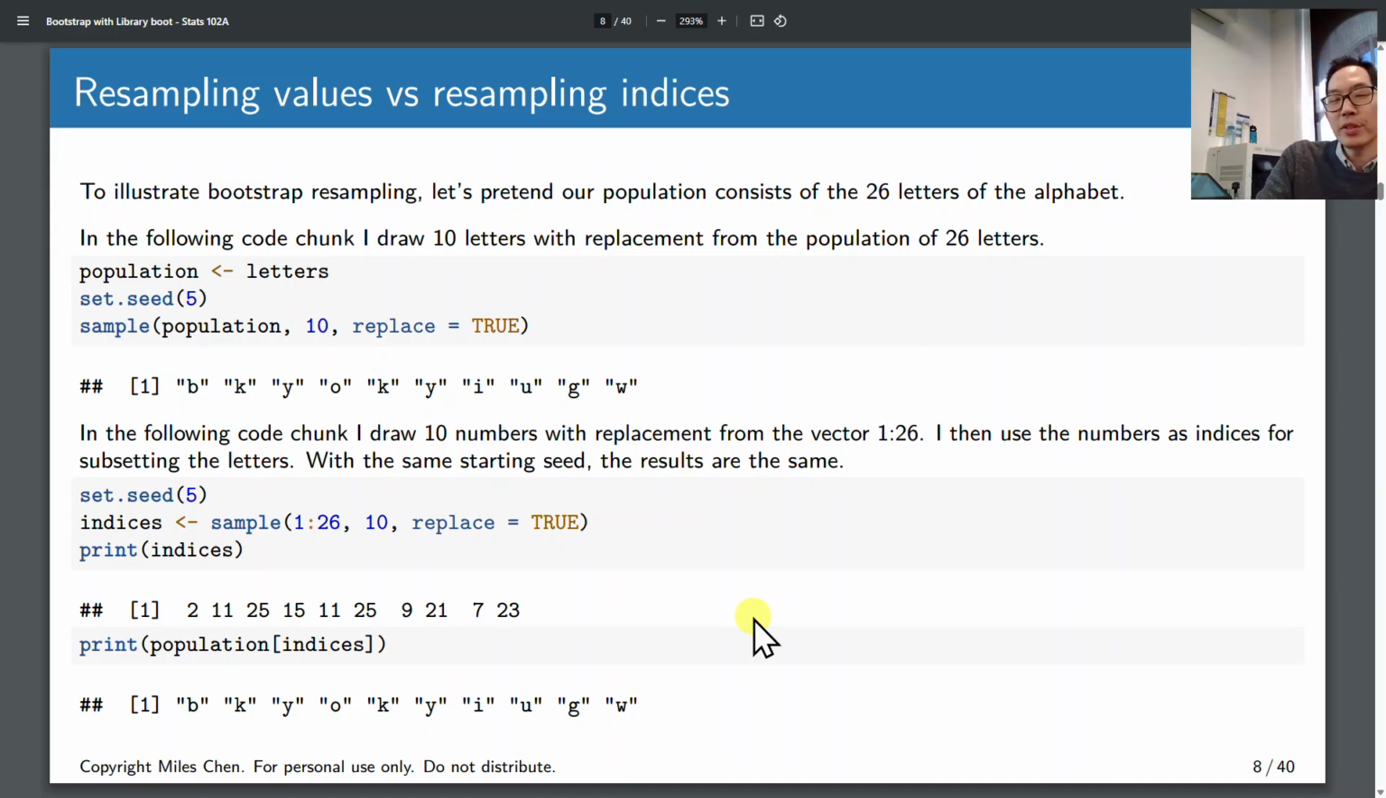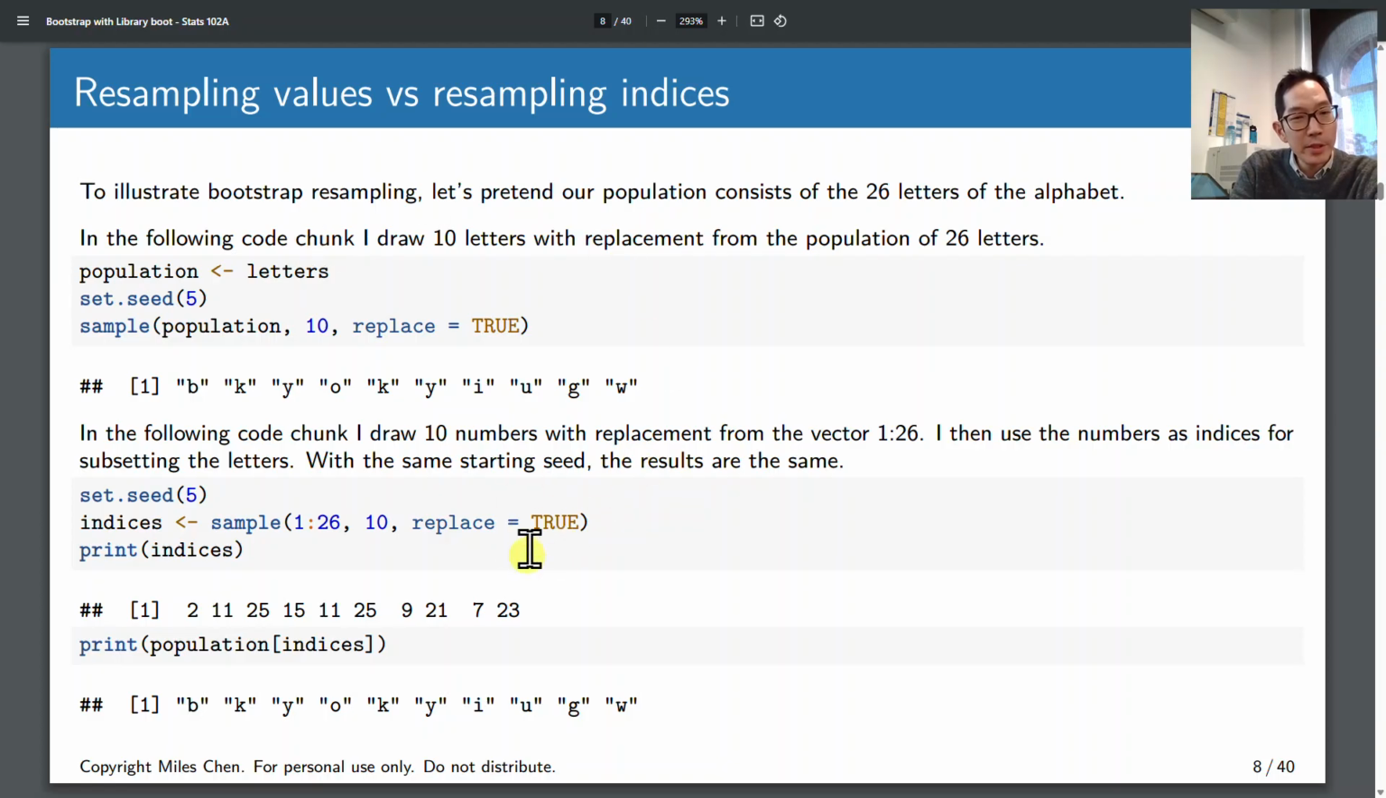So just to show you that these things are equivalent, okay, here I am going to set my population to be the 26 letters of the alphabet. Okay, so my population is going to be the letters, and I could sample those values, the letters, directly. Okay, so if I do set seed 5 and I say sample with replacement, I want 10 values. I select the letters B, K, Y, O, K, Y, I, U, G, W. And just by coincidence, I end up selecting K twice and Y twice.